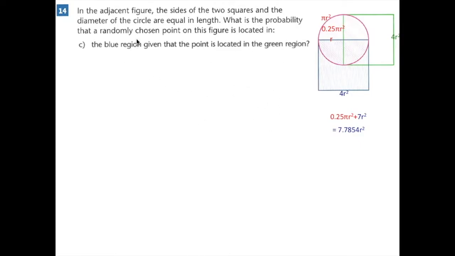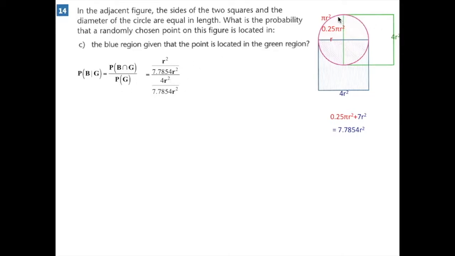For 14c, the blue region, given that the point is located in the green region, that it's in the blue region, given that it's inside the green region. Now this is the only green and blue part right here. Blue given green is the probability of blue and green, which is right here, out of the probability of green. Blue and green, this little tiny region, which is r squared out of the whole thing. So we have r squared out of the 7.7854 r squared divided by the probability of green.